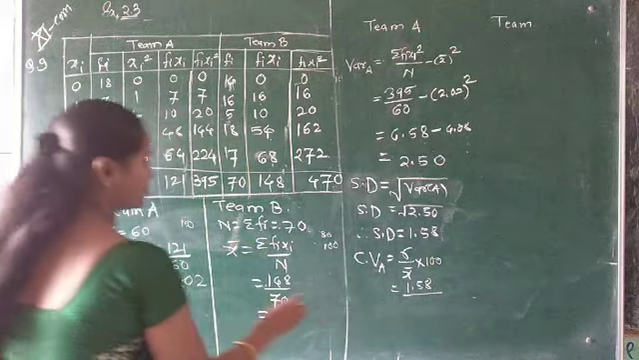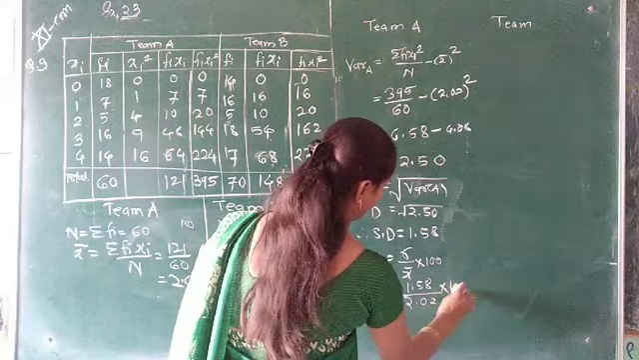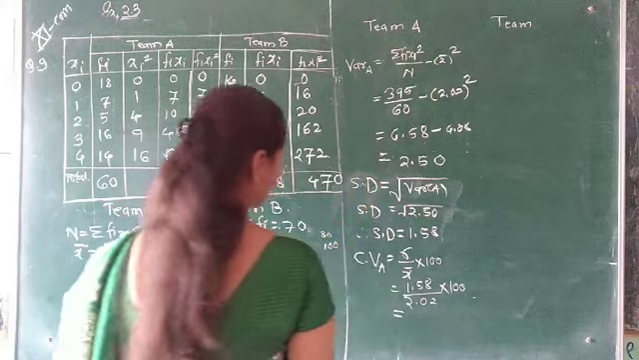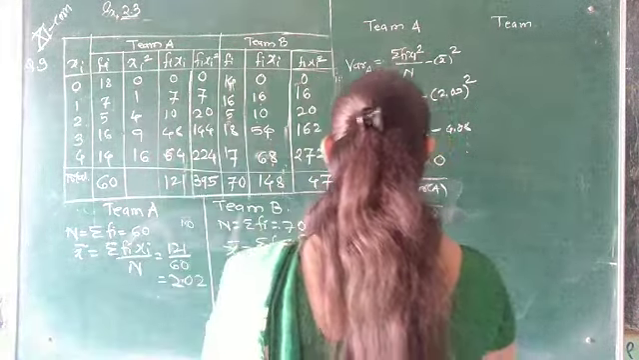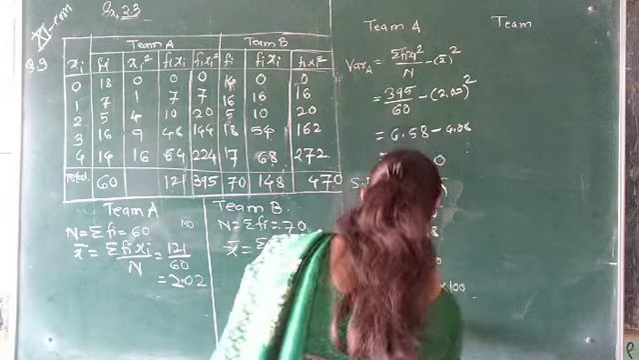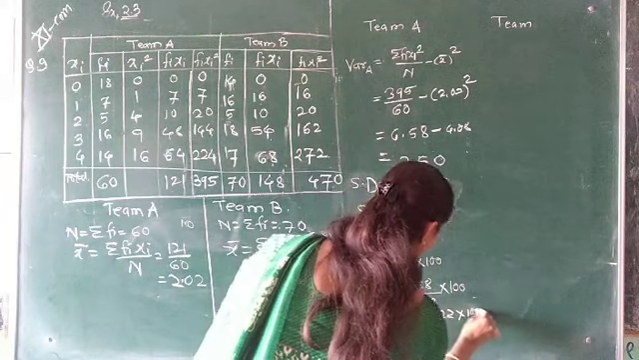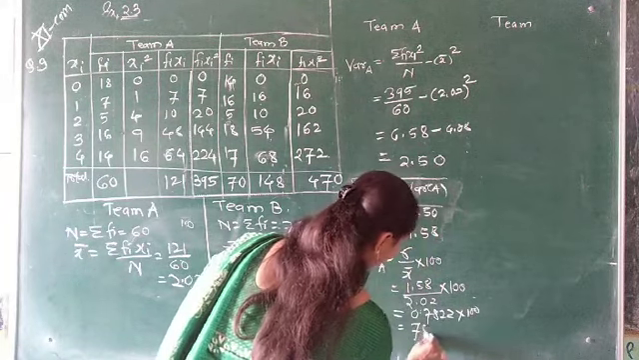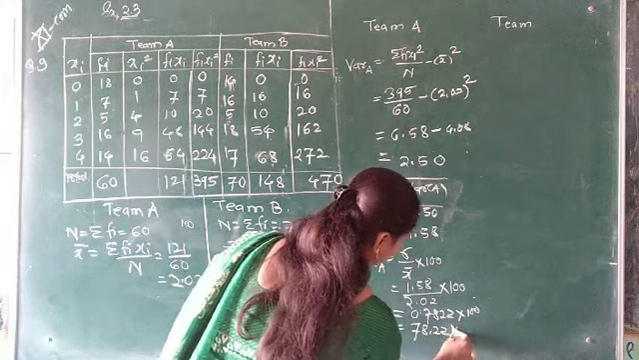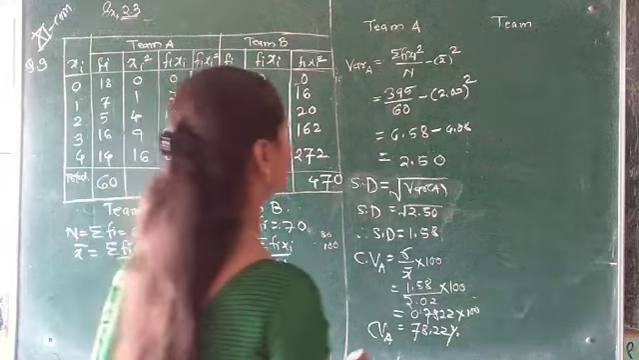Mean of team A is 2.02 into 100. And if we simplify it, then we will get the answer 1.58 divided by 2.02, that is 0.7822 into 100. That means 78.22% is the CV of team A.